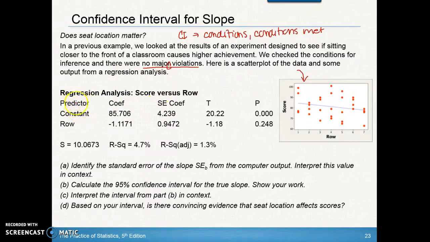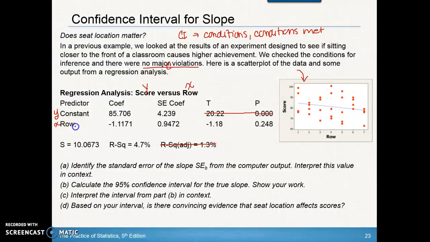So here is your output from your regression analysis. This is called a Minitab output. Notice how it tells you your X and your Y value, score versus row. This is always your Y. This is your X. Now, here are your labels: predictor, coefficient, standard error of the coefficient, T and P. Right away, you can cross out these values right here. You'll never need them. This is always going to represent your Y. Constant is your Y, and your second one is always your X.